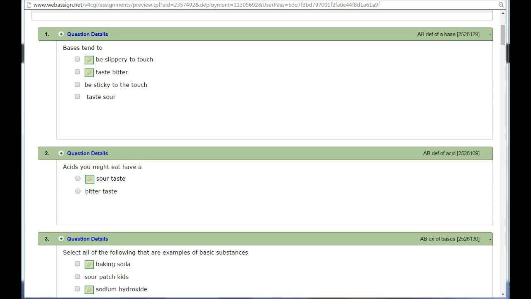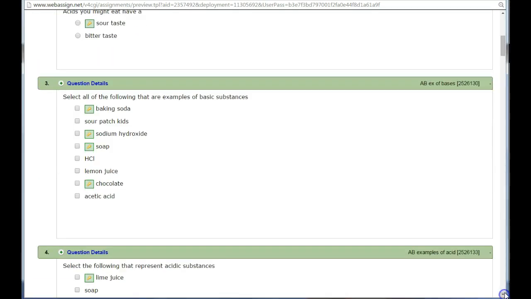So question number 1, bases tend to be slippery to the touch and they taste bitter. Question number 2, acids you might eat have a sour taste because bases are bitter. Question number 3, select all the following that are examples of basic solutions.